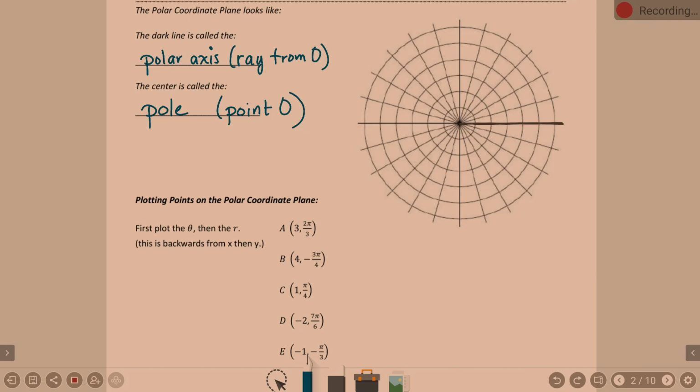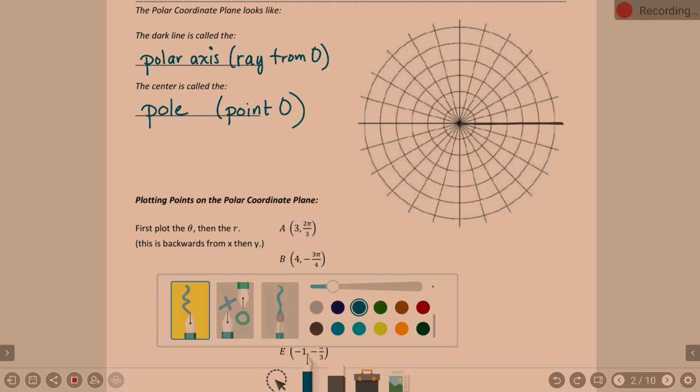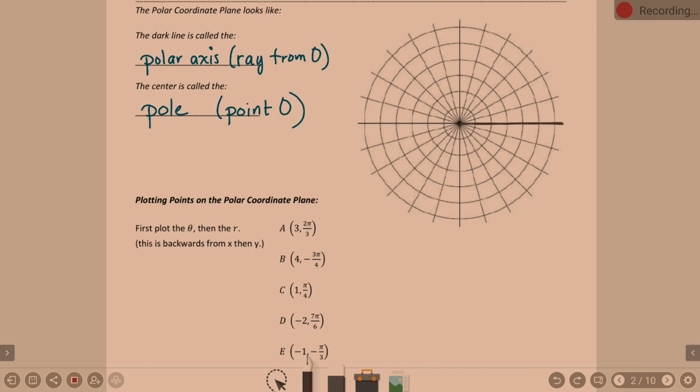Now, when we plot points on this polar coordinate grid, this is what we have. First of all, you have to work a little backwards here, because normally on rectangular coordinates, we do x, comma, y. Here, we're going to do theta, comma, r. So instead of the first coordinate, second coordinate, you do the second coordinate, then the first coordinate.